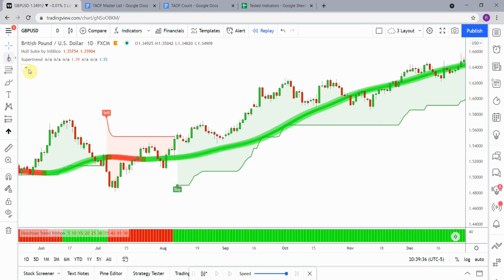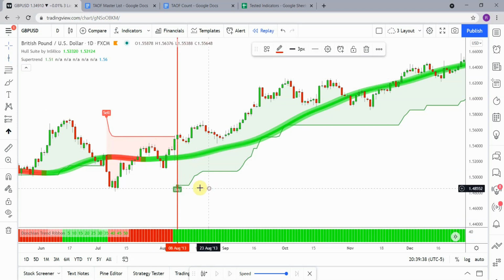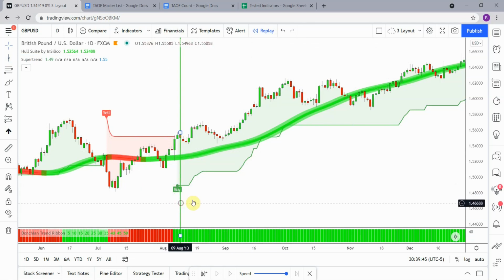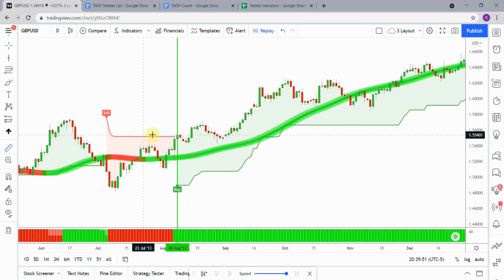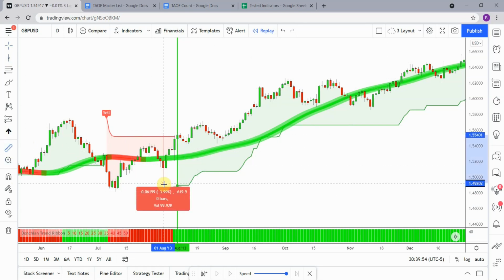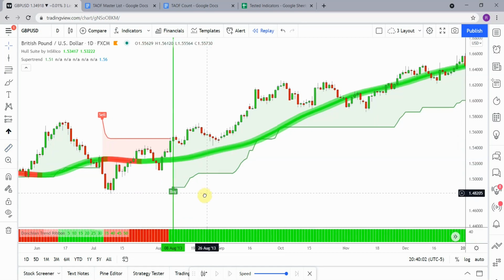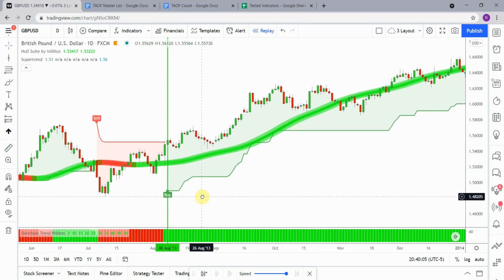We would then enter a long position on the close of that candle, I guess I should say. Technically it would be entering on the open of this candle right here. We're going to set the stop just below the super trend right here. That gives us a stop of about 670 pips. Then we're going to shoot for a 2-to-1 take profit.